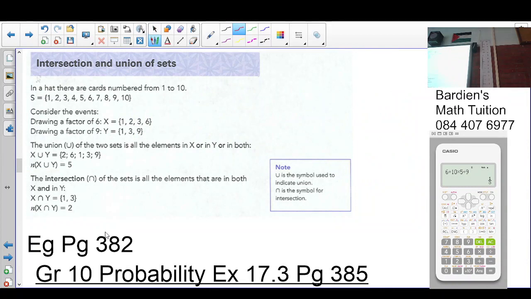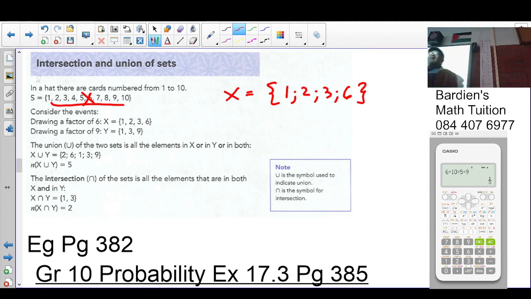So in a hat there are cards numbered 1 to 10. As we know, there are 10 cards. The sample space is going to be 1, 2, 3, 4, 5, 6, 7, 8, 9, and 10. They say consider the events of drawing: X is the factors of 6. So the factors of 6 from this set of numbers are 1, 2, 3, 6. People, if 6 was not part of this number set, I wouldn't have listed it, because it's from the sample space. Does it make sense? Right.